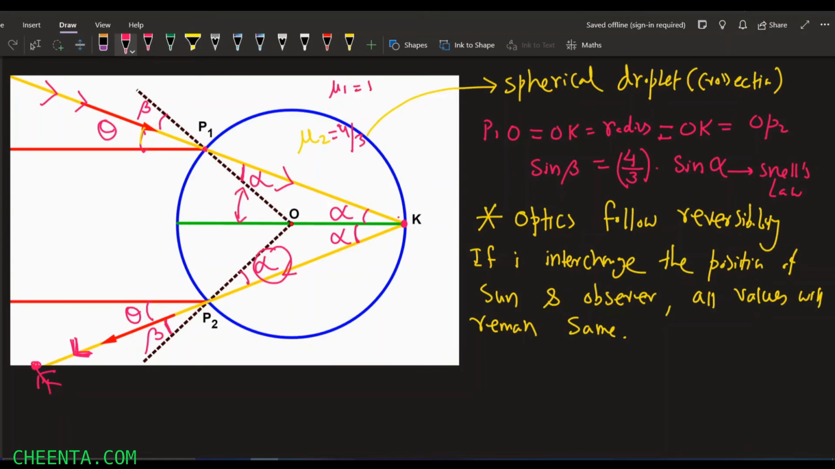As you can see, this angle is alpha and this angle is also alpha. So using an elementary geometry theorem, that the external angle is equal to the sum of the opposite internal angles, we can write it as 2 alpha. I hope it is clear.